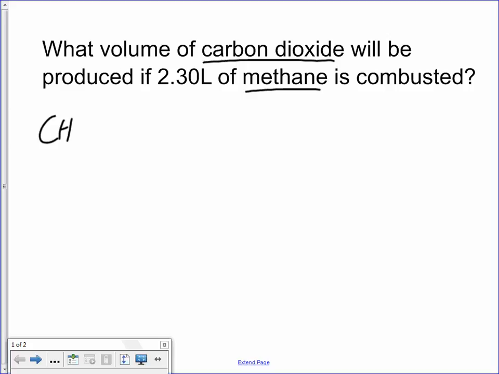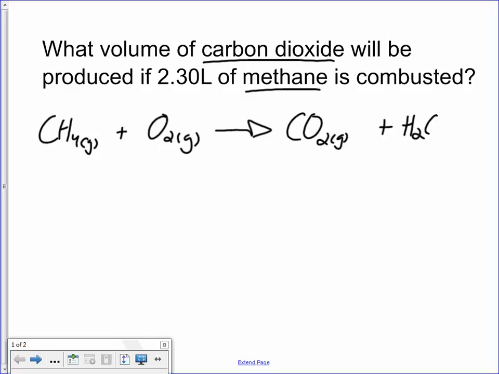So methane is CH4 gas. And for a combustion reaction, what's the other reactant? Oxygen. So we have O2 gas. And for a hydrocarbon combustion, we always get the same 2 products, CO2 gas and water vapor. If we balance this, okay, we've got 4 hydrogen in the methane, so we need to put a 2 here to balance the hydrogen. In total, this gives me 4 oxygen on the product side, so we need a 2 here to balance the oxygen.